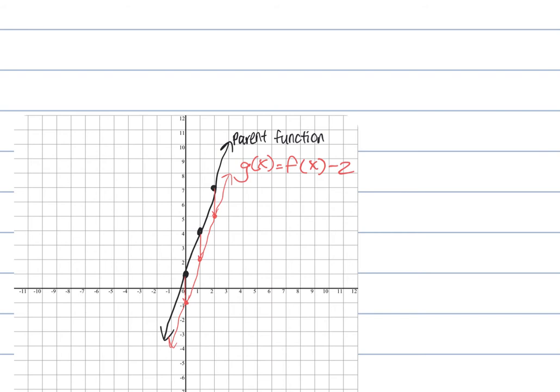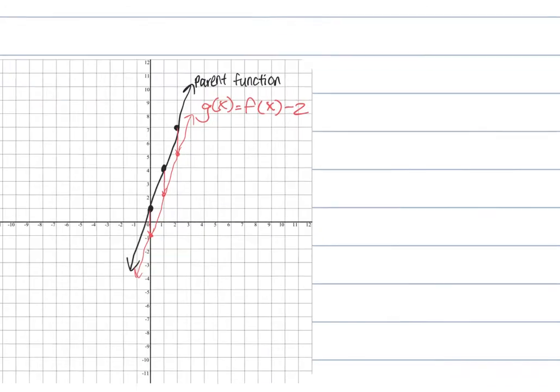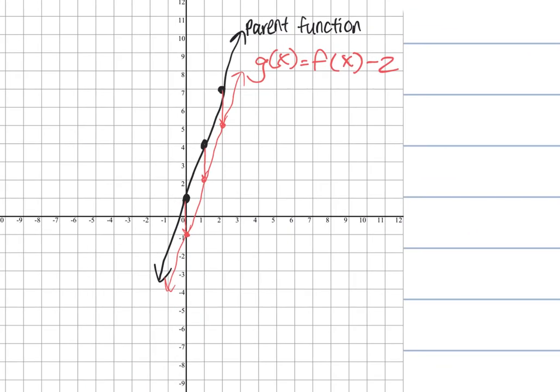Okay? All right, for the second one, parent function's the same. Okay? If you did, you would have gotten 2, 5, 1, 2, and 0, -1. And then these were 0, 1, 1, 4, and 2, 7.